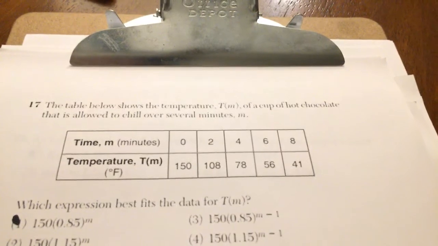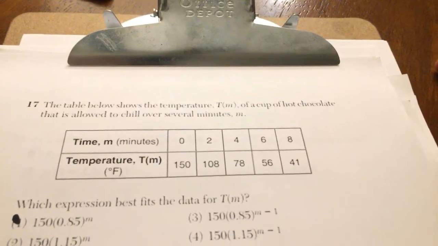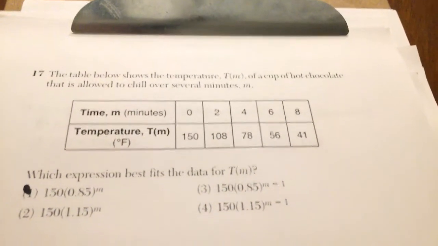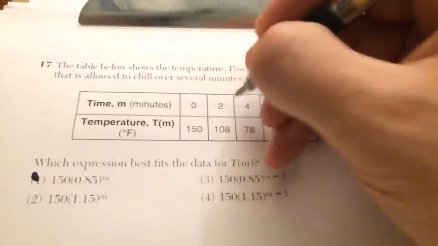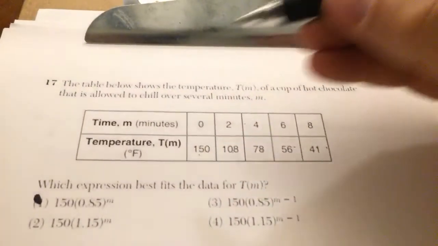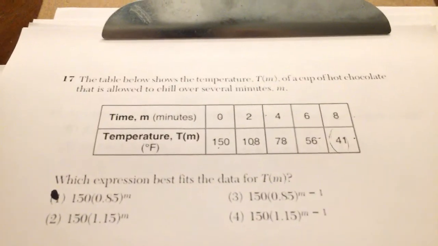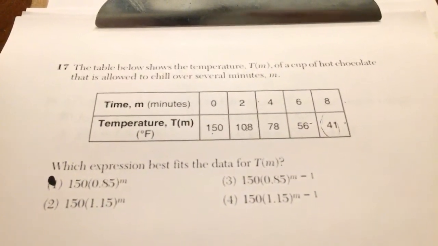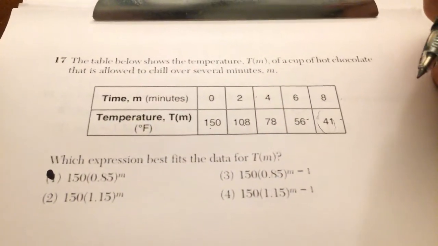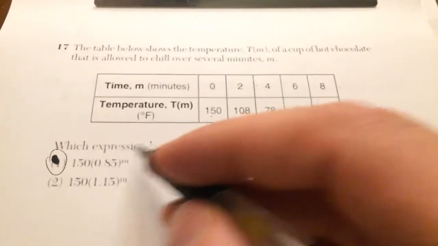Number 17 is showing the temperature of a cup of hot chocolate that is allowed to chill over several minutes. So after so many minutes, this is the recorded temperature. If you look after about 8 minutes, this hot chocolate has really cooled off. Which expression best fits the data for T of M? I am going to demonstrate. The answer is number 1. I'm going to show you, for example, why it is.